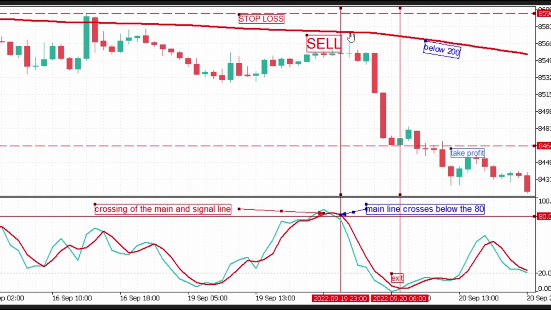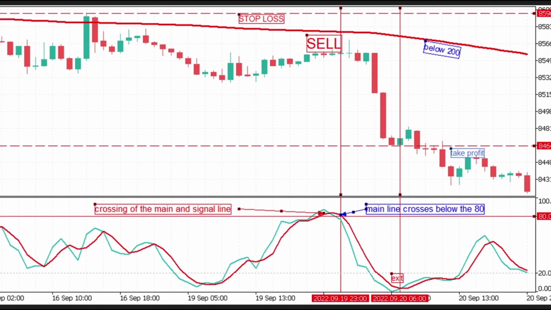So just a small recap: one, we wait for the crossing, whilst the price is below the 200, and we wait for the crossing of the main line and the signal line, whilst they are there on the overbought region, and we wait for the signal line, which is the red line, to cross the 80 level. Then we sell. Then our stop loss will be above the 200 exponential moving average, or you can just pick the previous high point. You can pick the previous high and you place it just above that. So this is how we're going to sell using this strategy.